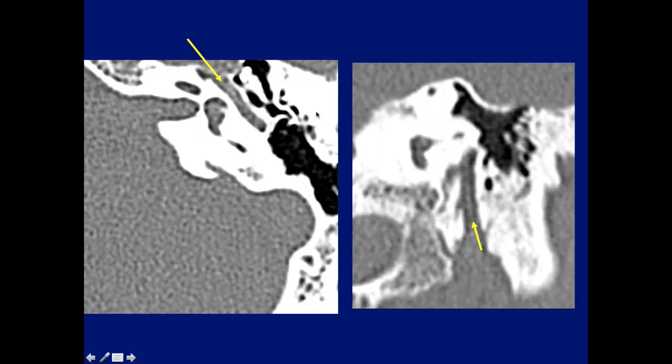Now, sometimes you'll have this condition. For instance, we can see here in the tympanic and the mastoid segment. What is this? Also, the resident mentioned TZ, mentioned NF2. Very nice.